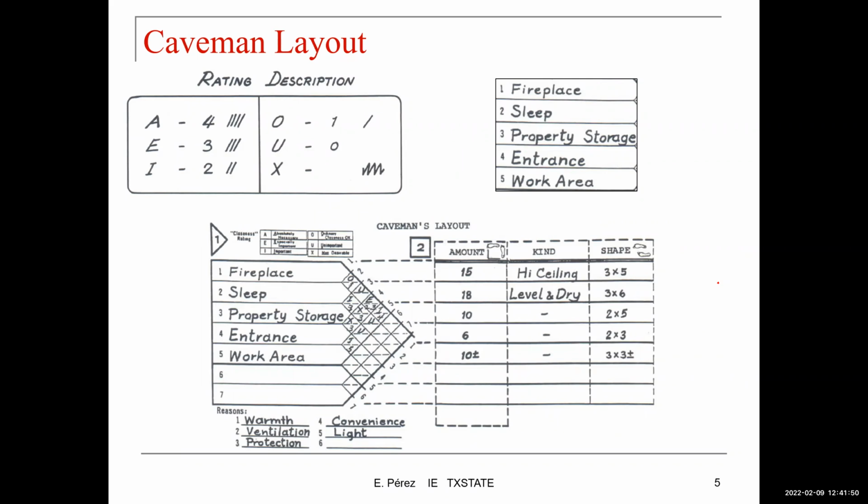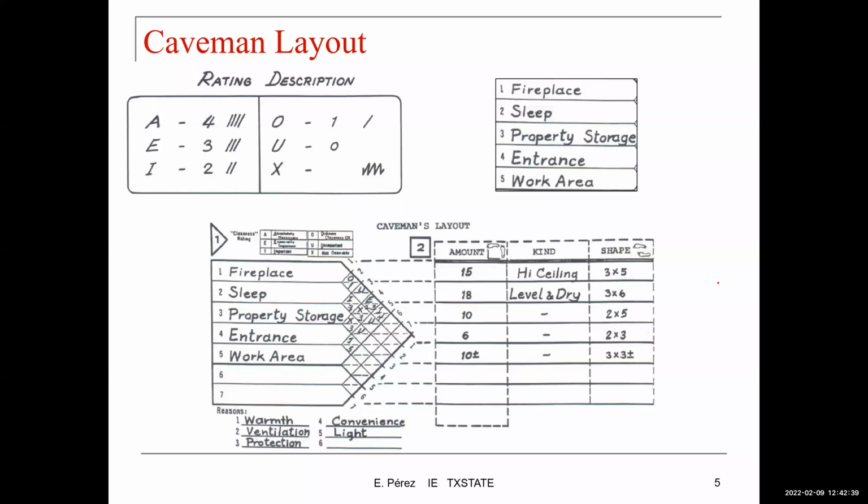and we are preparing this chart in which we're going to define the relationship between the areas. So again, we have 5 areas. And using the rating description, we are going to allocate some scores here. Between fireplace and sleep, we have an O. Between fireplace and property storage, we have a U. Sleep and property storage, we have I, which is important. Entrance and, for example, sleep, we don't want those to be close to each other. So the entrance has to be far from the sleep area. That's why we have an X and so on.